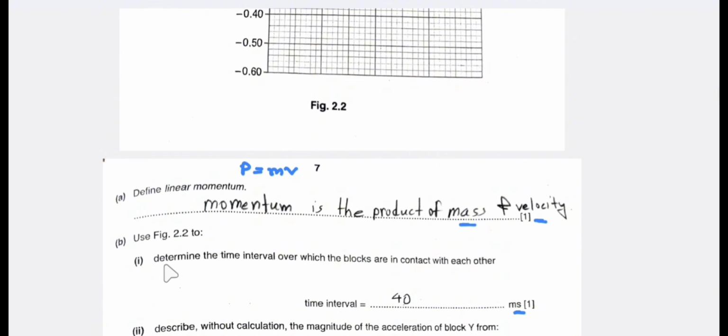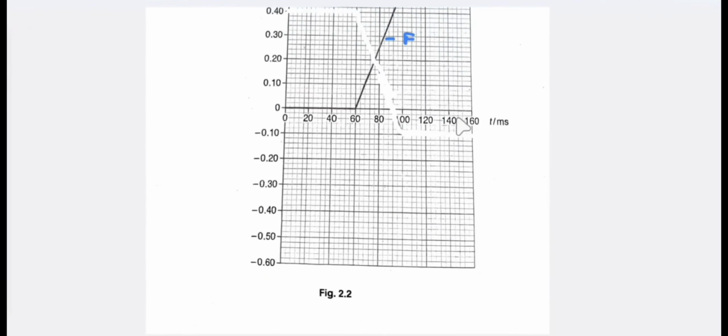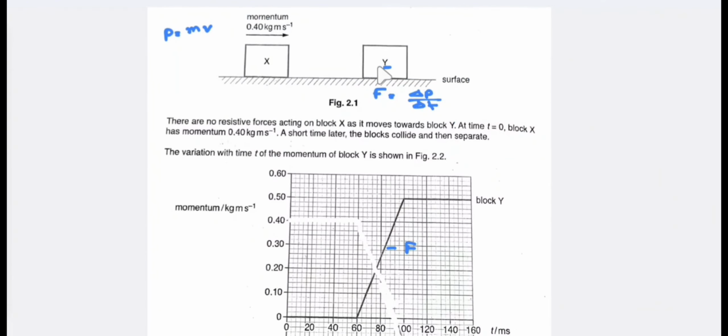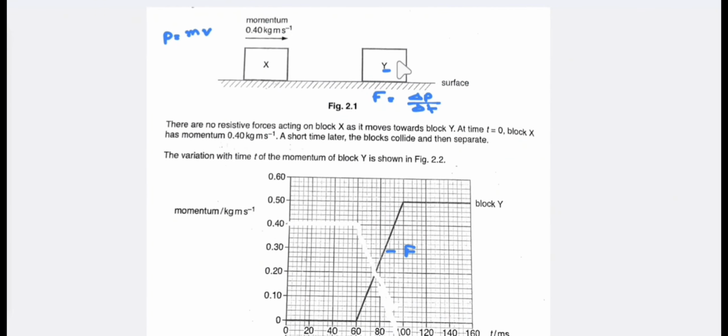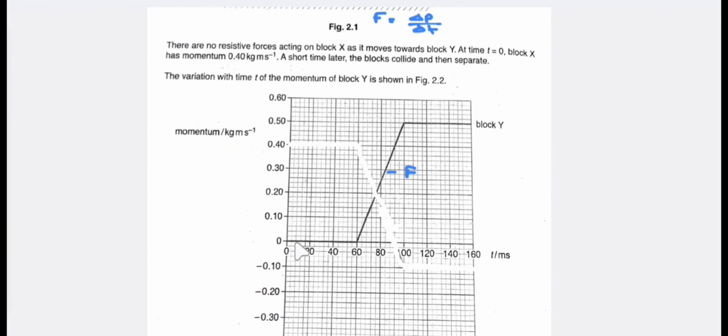Then use figure 2.2 to determine the time interval over which the blocks are in contact with each other. From figure 2.2, we need to determine the time interval for which the blocks are in contact. Initially, Y is stationary. We know that momentum is equal to mass times velocity, so as Y is stationary, its velocity is 0. Since the velocity is 0, the momentum of Y is 0.